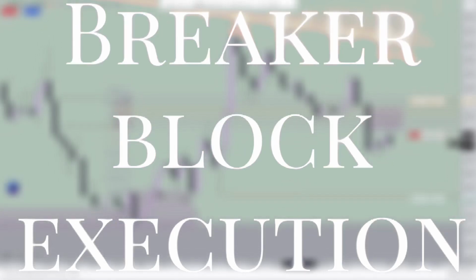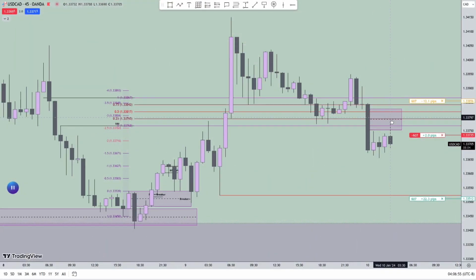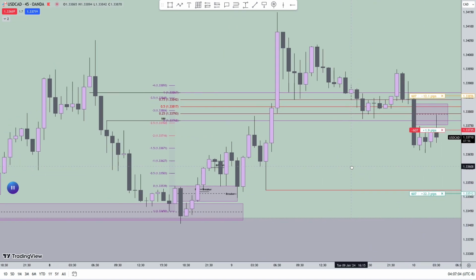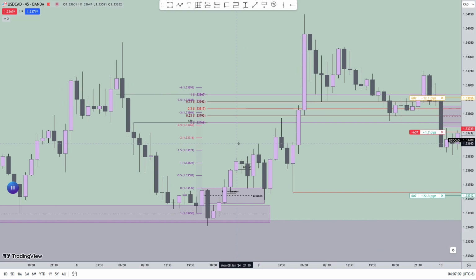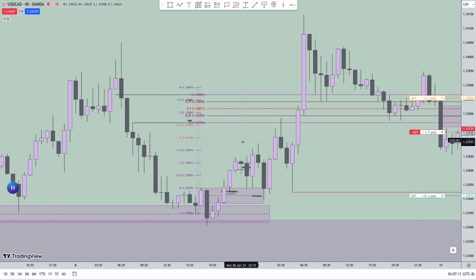Breaker block execution on USD CAD. So you can see here, we reacted into the SIBI. We can ignore this. This was a different trade, one that we took today. This is our target, but this is the execution. This is the execution that we took the other day based off of the breaker block.